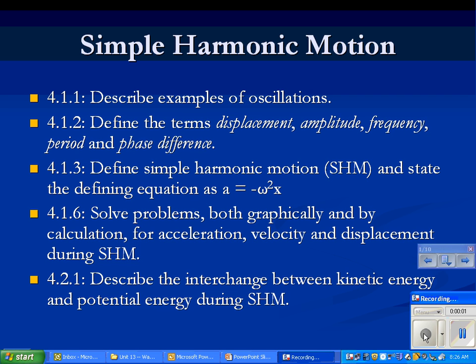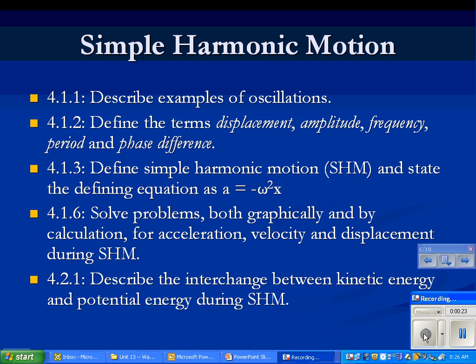So simple harmonic motion, this is where we're going to start our investigation into waves. Here's what IB expects you to know about simple harmonic motion. Be able to describe examples of oscillations. And then this whole section here, 4.1.2, is really just a big vocab section. Be able to understand or define displacement, amplitude, frequency, period, and phase difference.